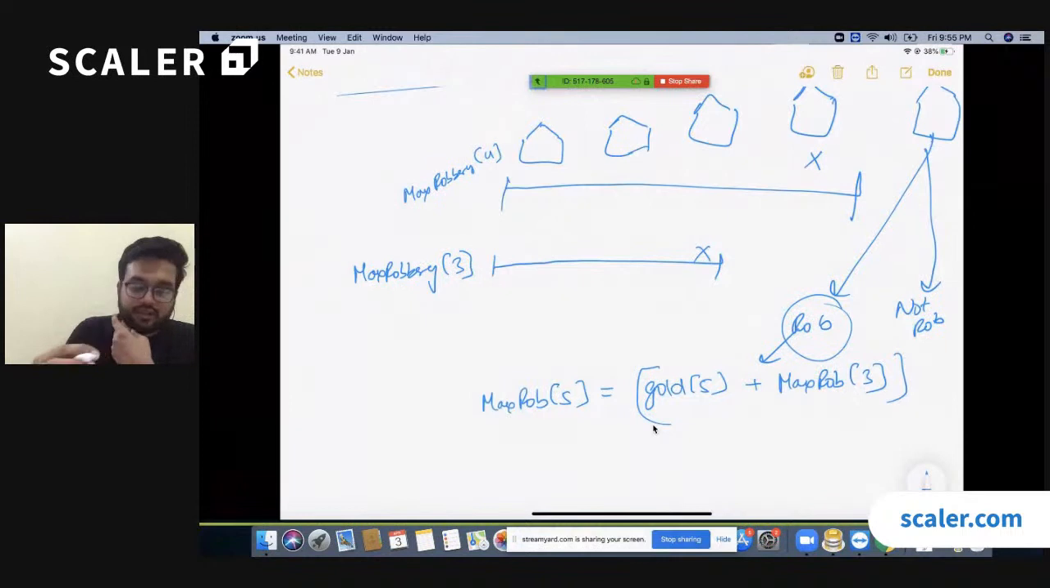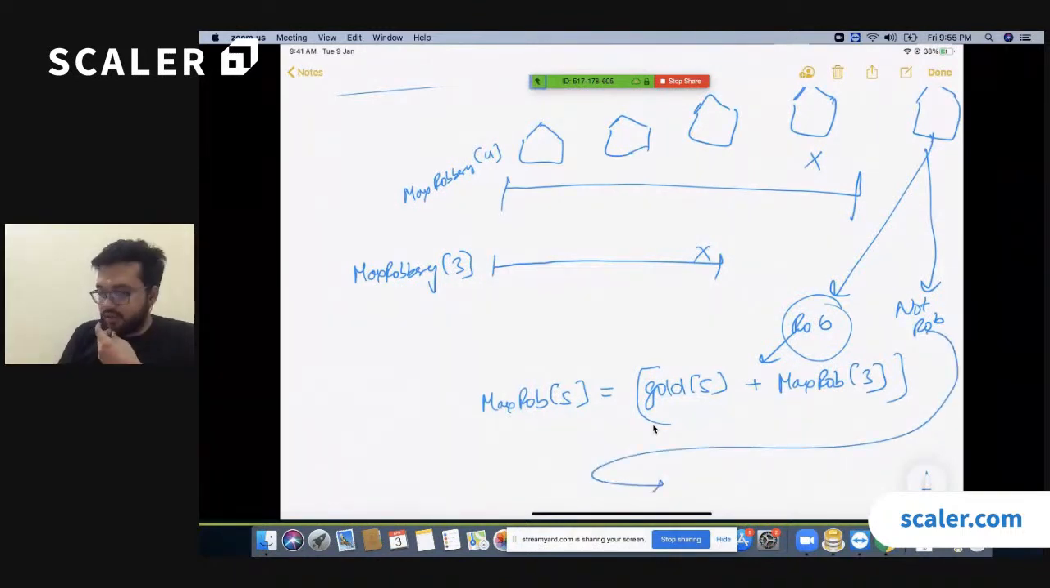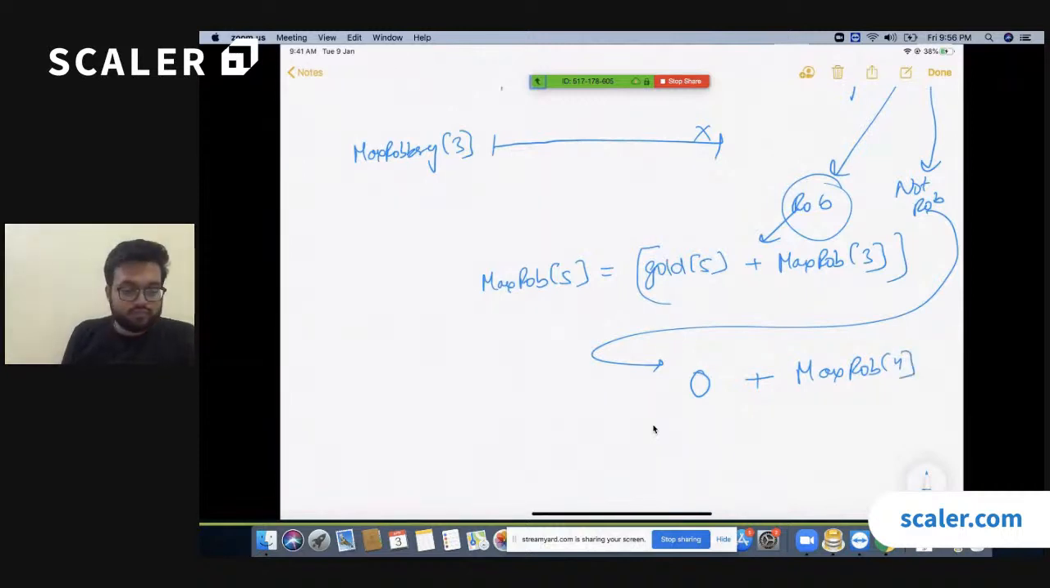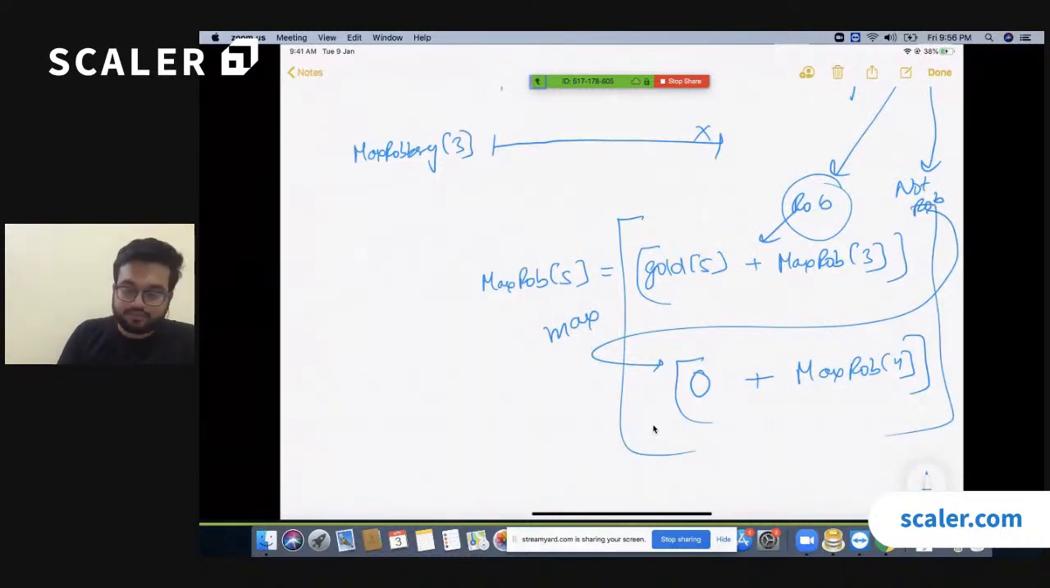If you do not rob the fifth house, what is the option that you have? If I do not rob the fifth house, the gold coins that I'm robbing from the fifth house would be 0 because I'm not robbing it. And if I'm not robbing it, am I imposing any constraint of not robbing the fourth house? I am not. So I will just use 0 plus max rob 4. I have these two options. The best answer out of these two options I will take. So either I can rob the fifth house or I can not rob the fifth house, and the maximum of these two would give me the answer.